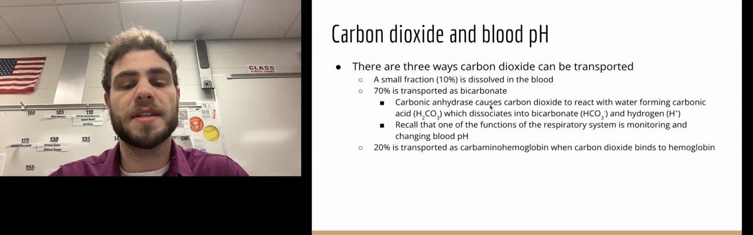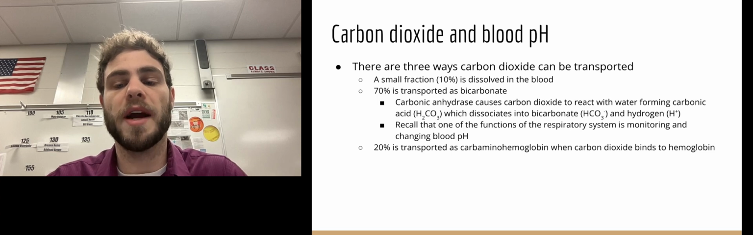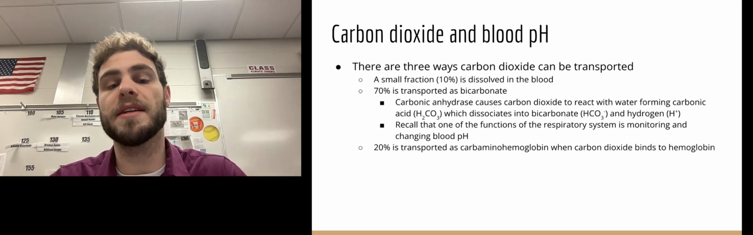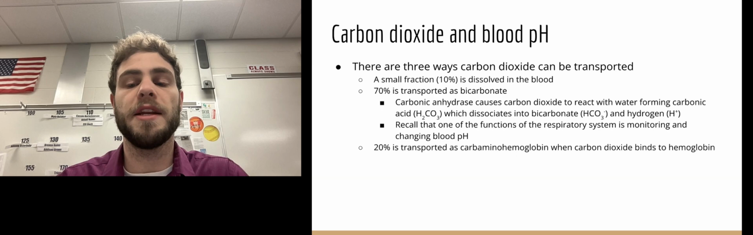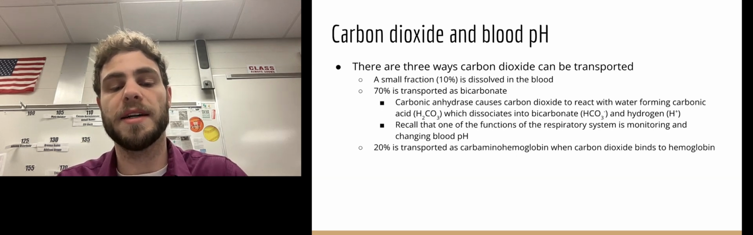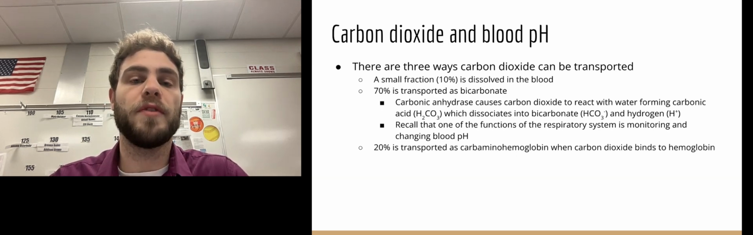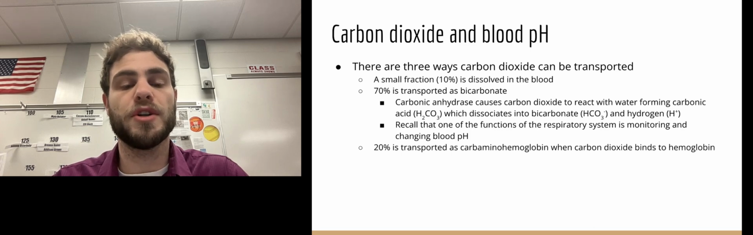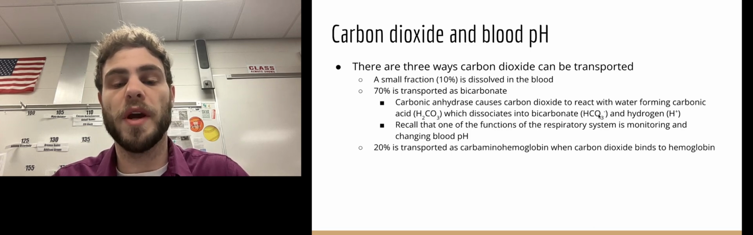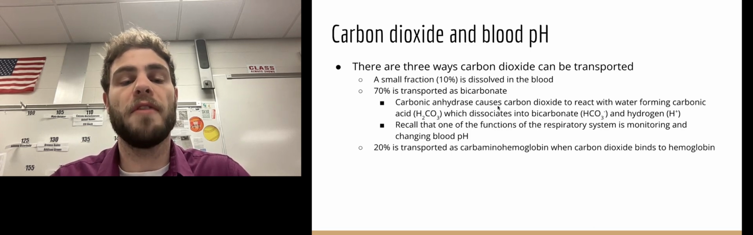You're going to have an enzyme called carbonic anhydrase, which causes carbon dioxide to react with water and forms carbonic acid, which is going to immediately split into bicarbonate and hydrogen ions. One of the important functions of the respiratory system is to monitor and change your blood pH, and so this is one way that you can do that.